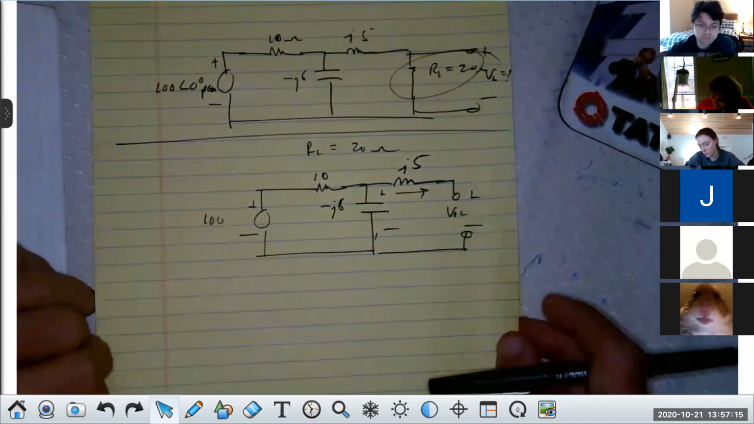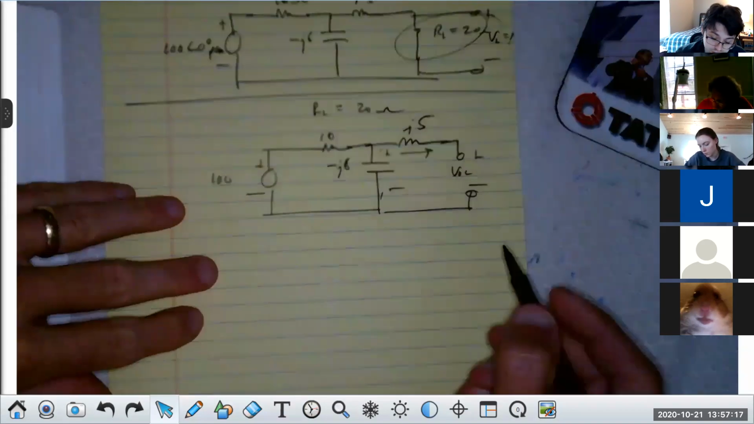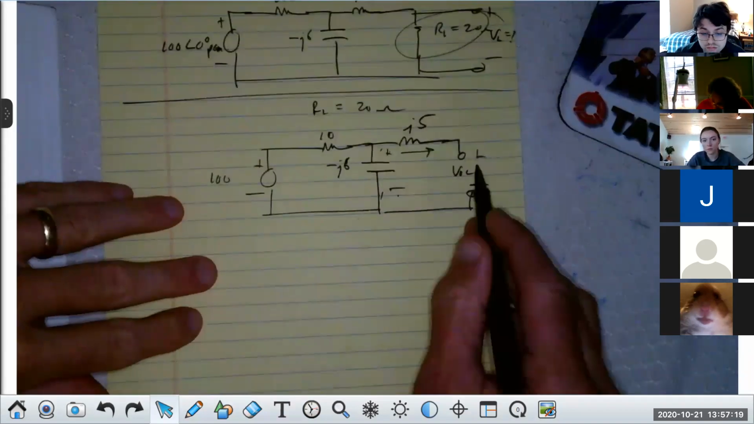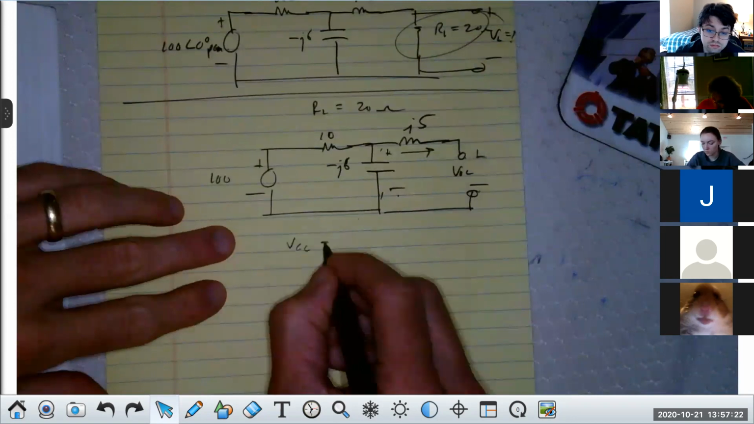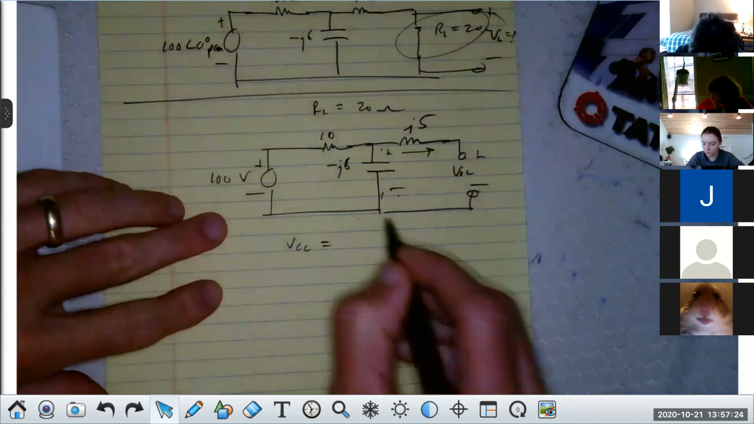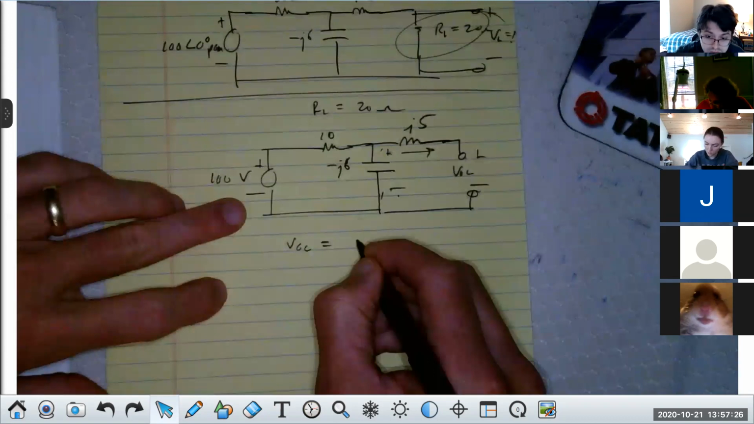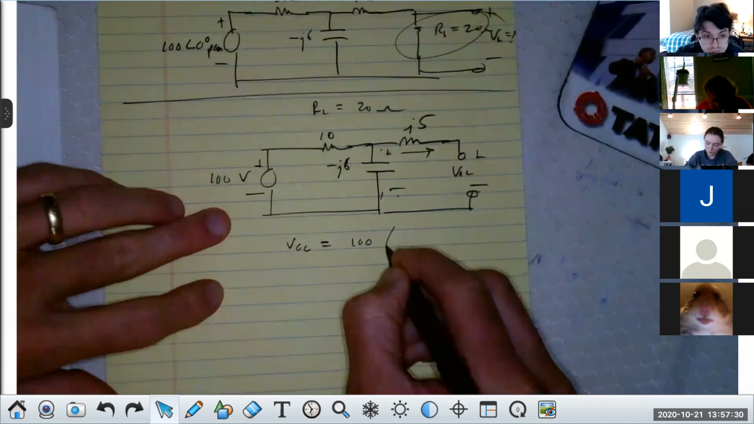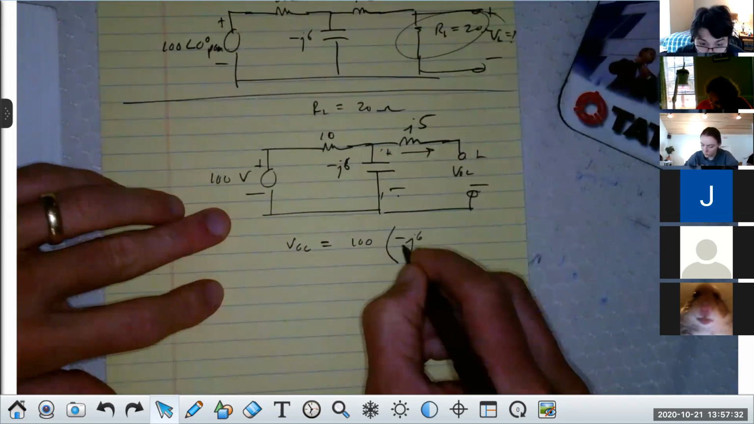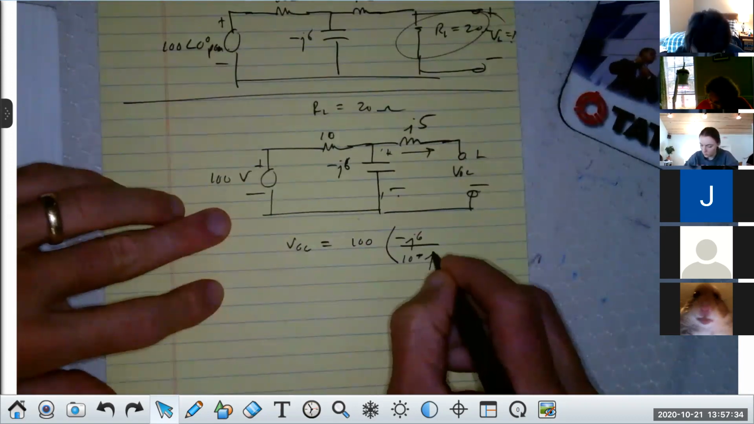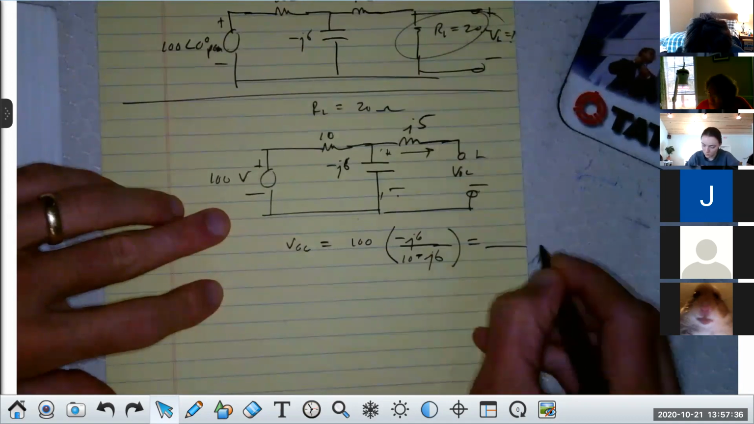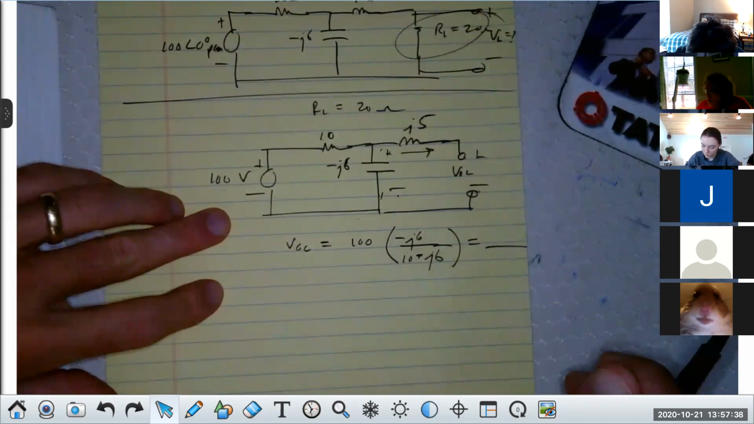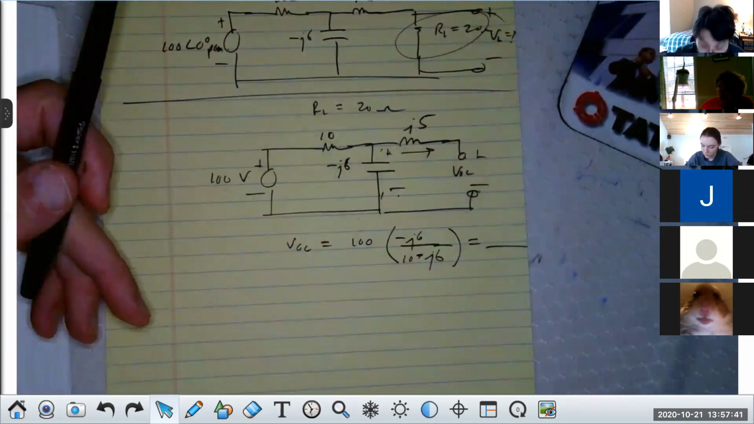All right, so really I want this voltage. What's the best way to get this voltage? Voltage division. Yeah, voltage division. It's just 100. I didn't put a phase angle on there for a reason. Then it would be over times minus J6 over 10 minus J6. Do you agree with me, everyone? Yes. I'll slow down. I see a lot of people writing, and that's good.